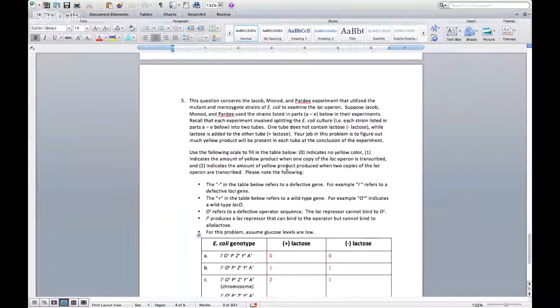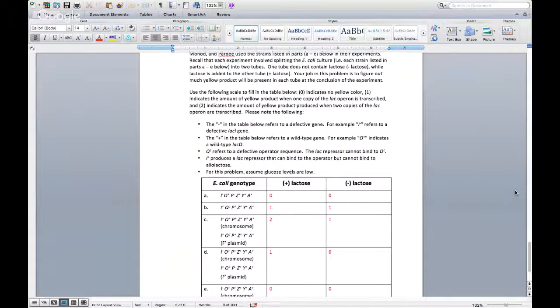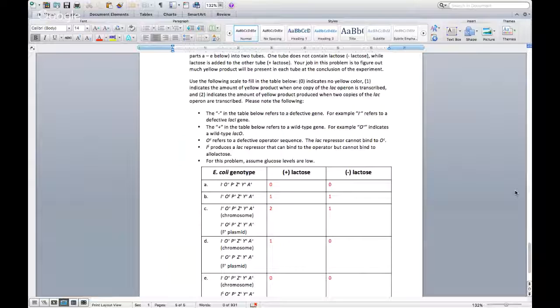So yeah, let's just read through this. It says the question concerns the Jacob, Monod, and Pardee experiment that utilizes the mutant and merozygote strains of E. coli to examine the lac operon. Suppose Jacob, Monod, and Pardee use strains listed in A through E. One tube does not contain lactose, while lactose is added to the other tube. Your job in the problem is to figure out how much yellow product will be present for each tube, so use the following scale to fill out the table.